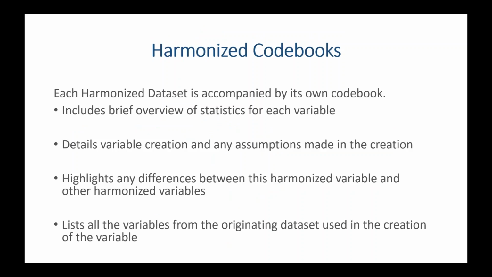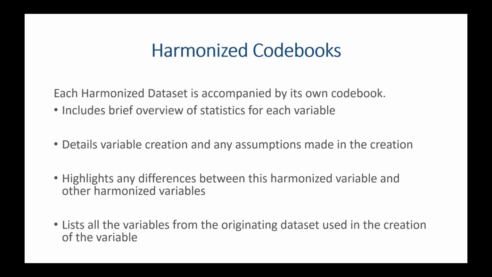We believe documentation is extremely important. So each harmonized data set is accompanied by its own codebook. The codebook includes a brief overview of statistics for each variable. It details the variable creation and any assumptions made in that creation. We highlight any differences between the harmonized variable and other harmonized variables. And we list all the variables from the originating data set that were used in the creation.